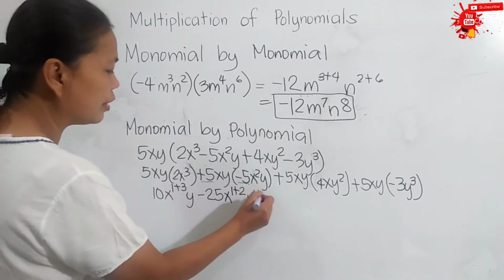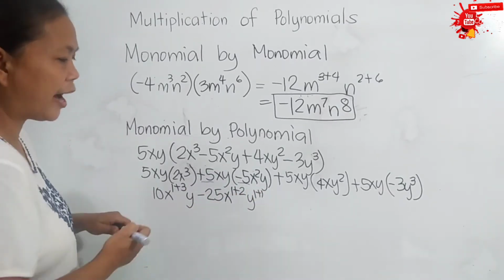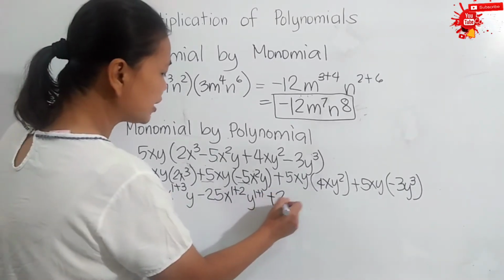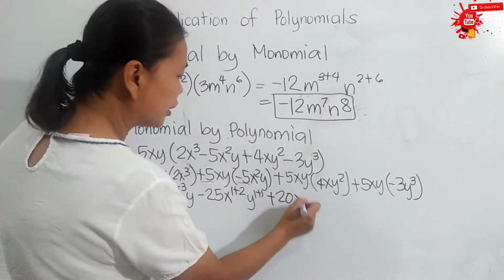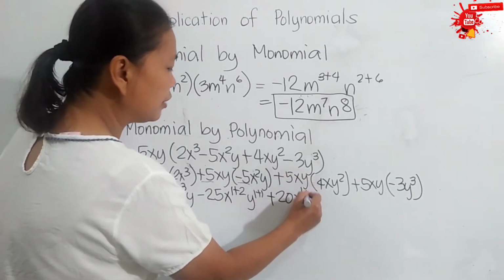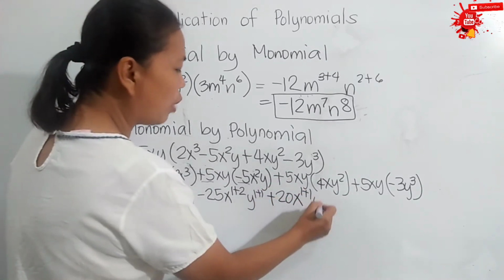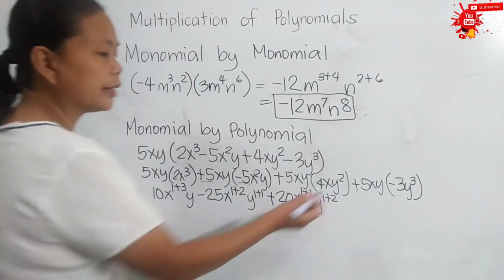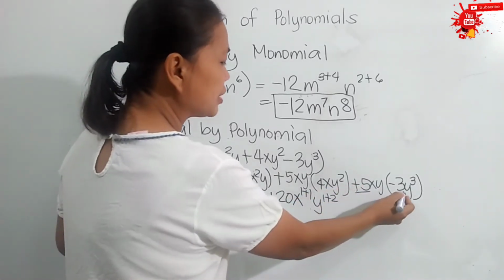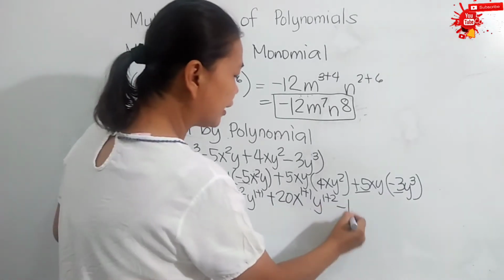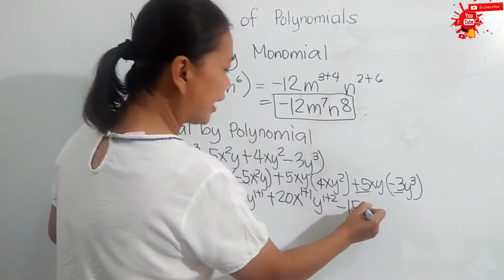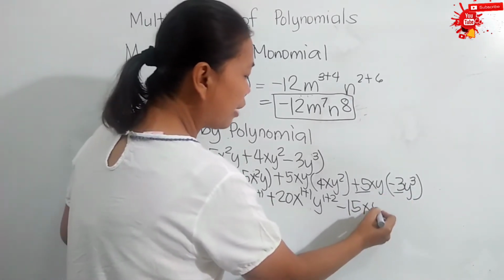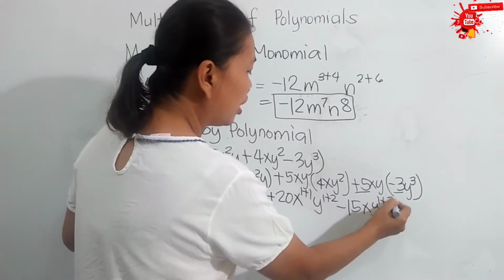So, we have here 1 plus 1. And then we have positive 5 times positive 4. So we have positive 20. Then we have here the same base x. So we have 1 plus 1. And then we have y, the same base y, so raised to 1 plus 2. Then again, positive 5 times negative 3. So we have negative 15. Then we have x. So we just copy x because we don't have x in the second monomial. Then we have here y raised to 1 plus 3.